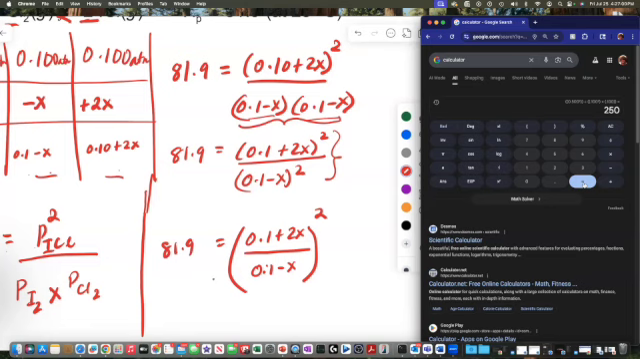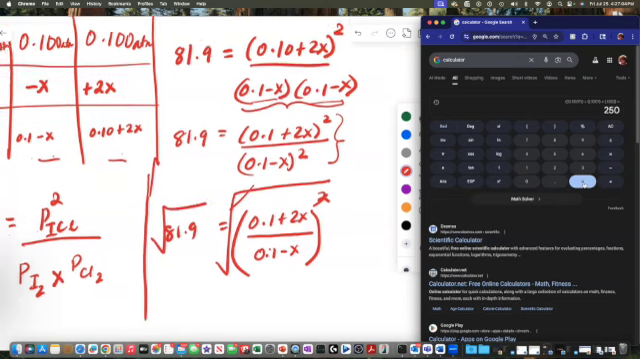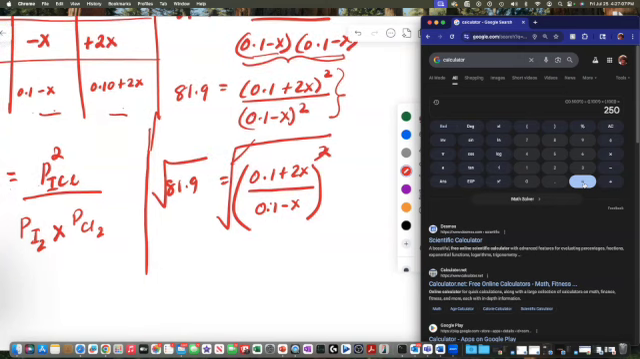So you want to take a square root of both sides to get rid of this, right? And so we end up with the square root of 81.9. I get 9.05. So 9.05, right? Yeah, 9.05. Okay, this becomes equal to 0.1 plus 2x divided by 0.1 minus x.